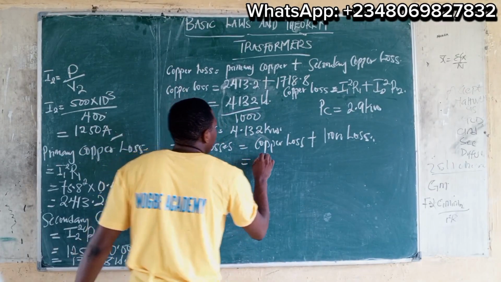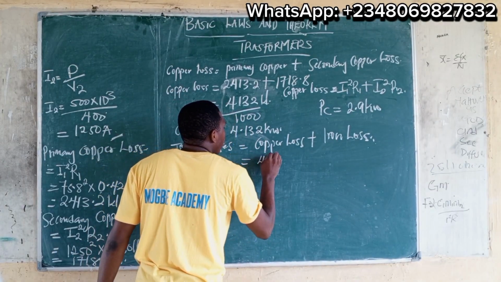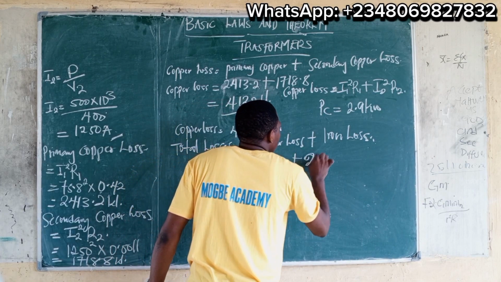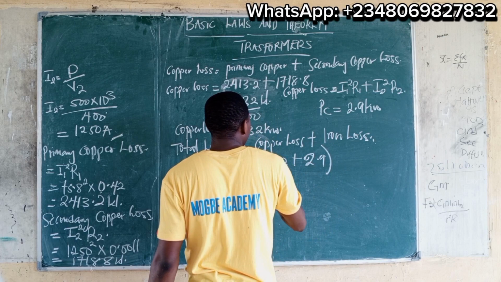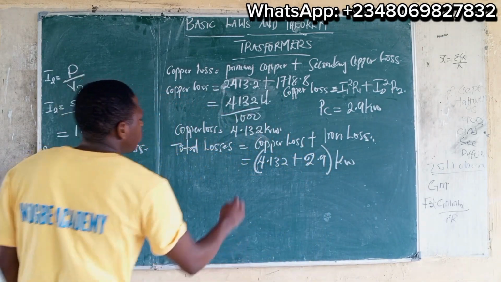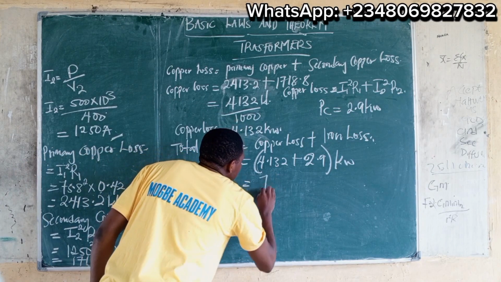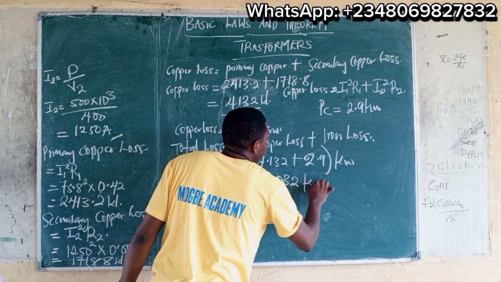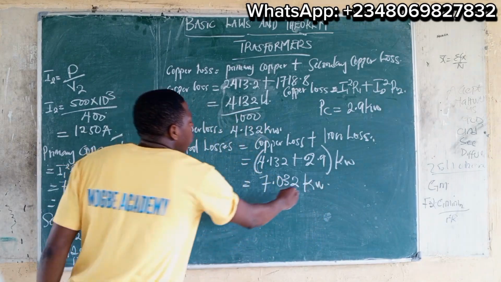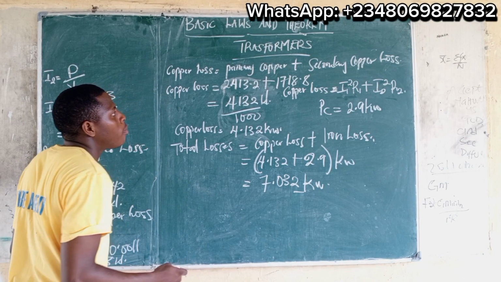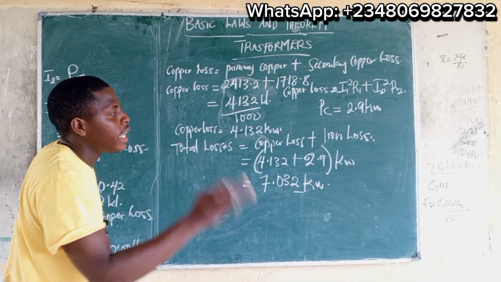If we add both of them, we simply arrive at 4.132 plus 2.9, all in kilowatts. If you do this calculation, you simply arrive at 7.032 kilowatts. So you've calculated your total losses. What should come to your mind is, what is the next step?